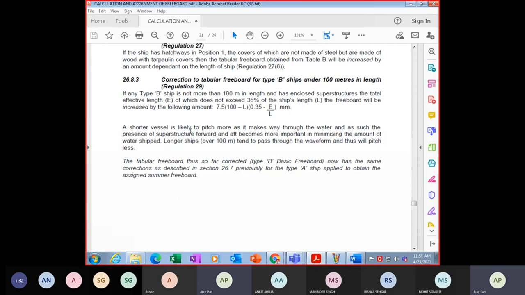A shorter vessel is likely to pitch more when it makes way through water, and such presence of superstructure forward and aft becomes more important in minimizing the amount of water shipped. So longer ships over 100 meters in length tend to pass through the waveform, and thus the pitch will be less. So that's why this correction is for not more than 100 meters in length.